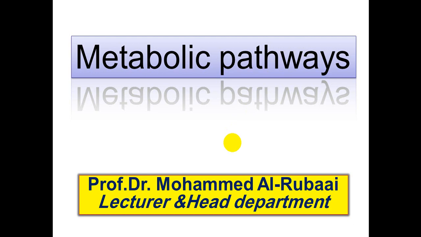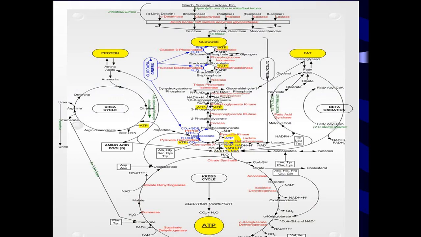In our lecture today, metabolic pathways. In general, this diagram shows all metabolic pathways in the human body, from diet to breakdown into small molecules and net reactions, with ATP as fuel reactions. A metabolic pathway is a linked series of chemical reactions within the cell.